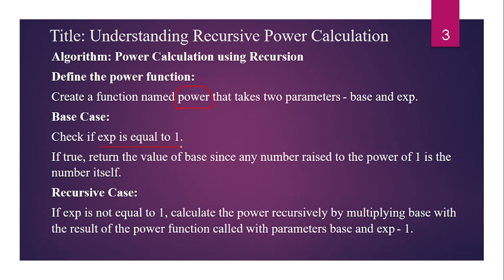But if your input is 3 to the power 3 and the exponent is not equal to 1, then calculate the power recursively by multiplying the base with the result of the power function. How? It is called with the parameters base and exponent minus 1. So that is what I said: each time you do the iteration, you subtract 1 from the exponent, or you reduce it by 1.